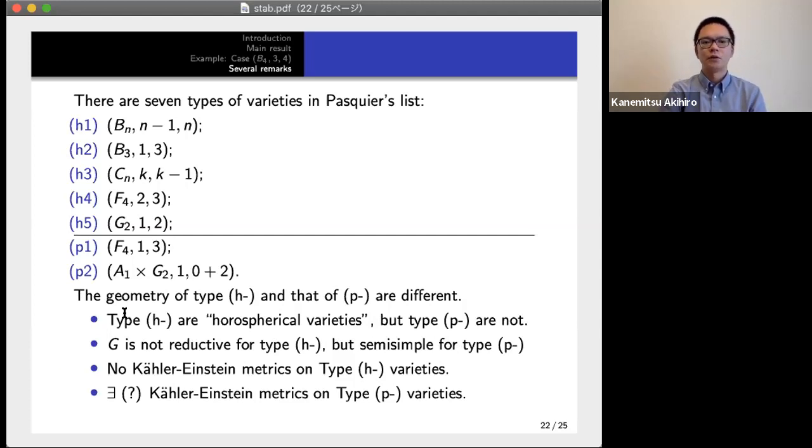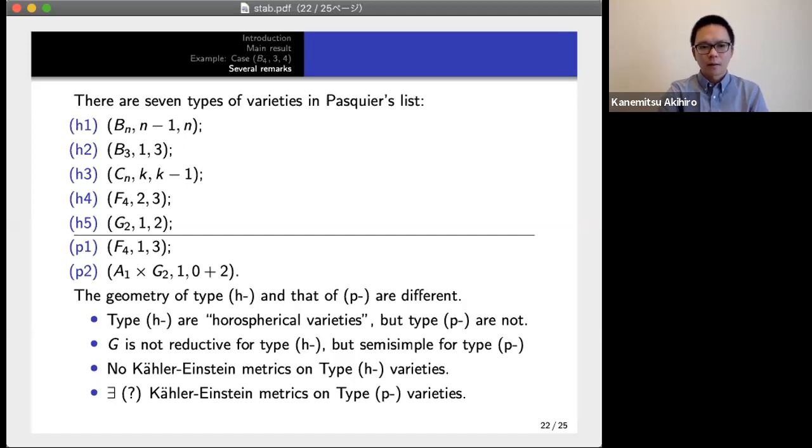And since this group G is not reductive for type H varieties, there are no Kähler-Einstein metrics on type H varieties. On the other hand, type P varieties are, how should I say, almost certainly Kähler-Einstein. Actually, I calculated the beta invariant for the exceptional divisor E over the closed orbit Z, and it is positive. So by using the G-equivariant valuative criterion of K-stability, we can conclude that this X is K-polystable. And so it is Kähler-Einstein.